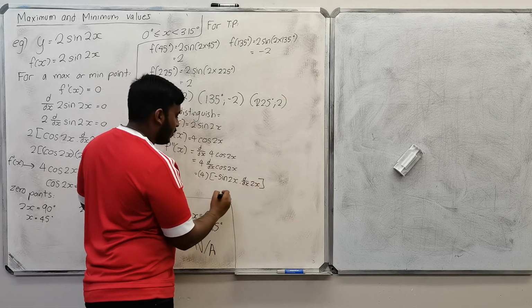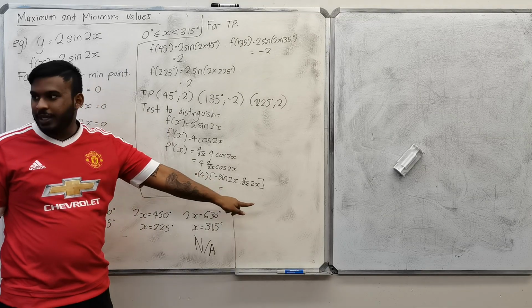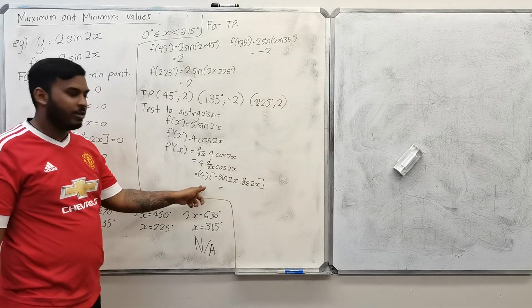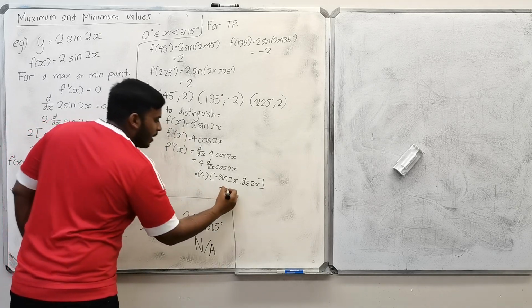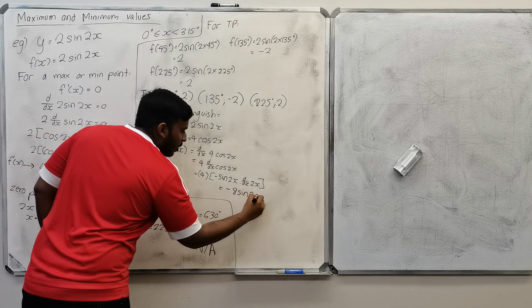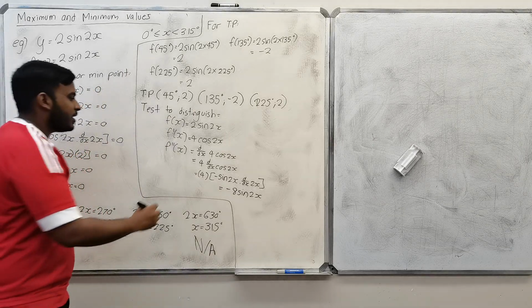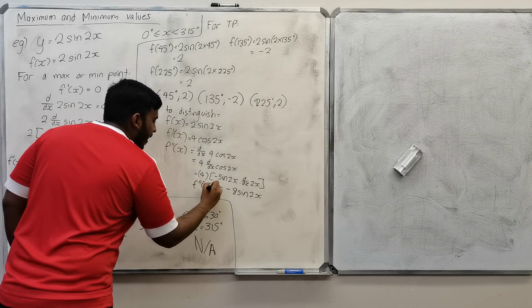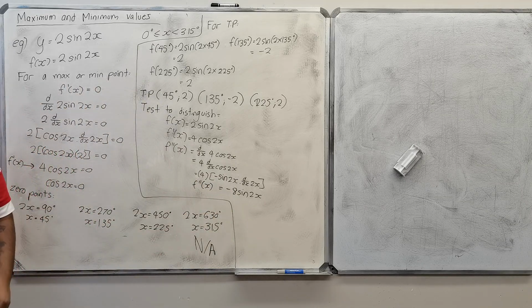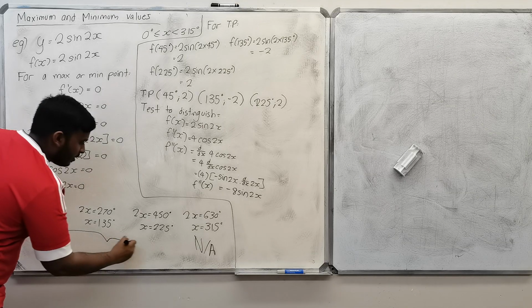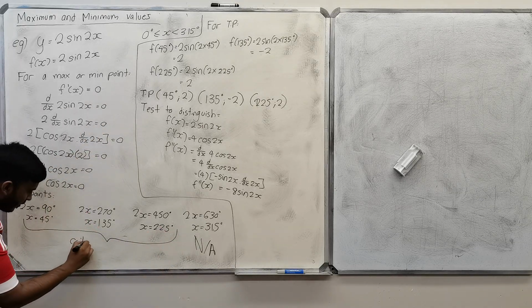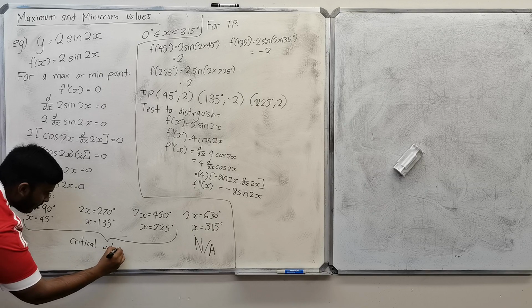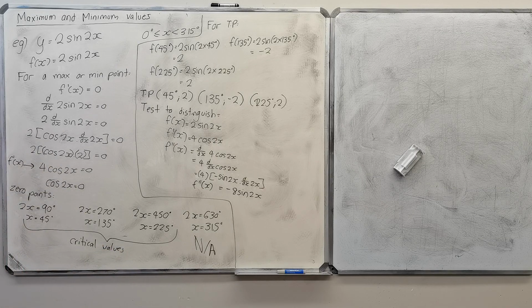2x, which becomes, so when you derive 2x, it becomes 2. When you multiply it there, it becomes 8. You end up with minus 8 sine 2x. Right? So this is the formula for f double prime x. So what do you need to do? You need to substitute your critical values. Those are my critical values. Okay? So substituting into them.